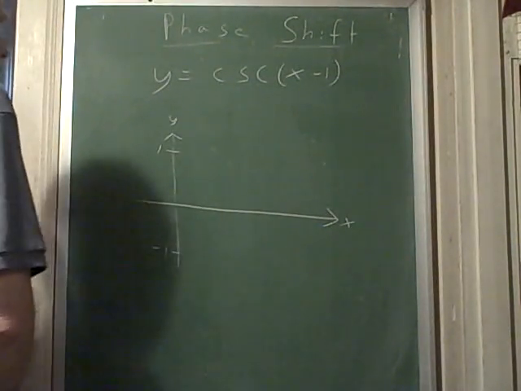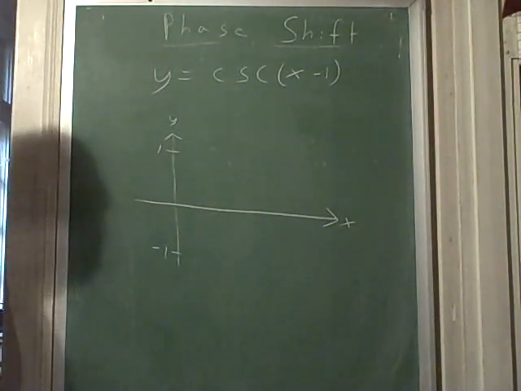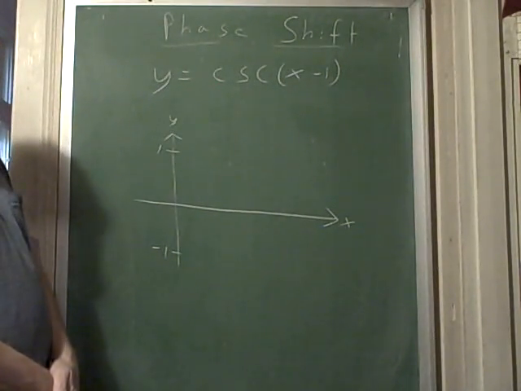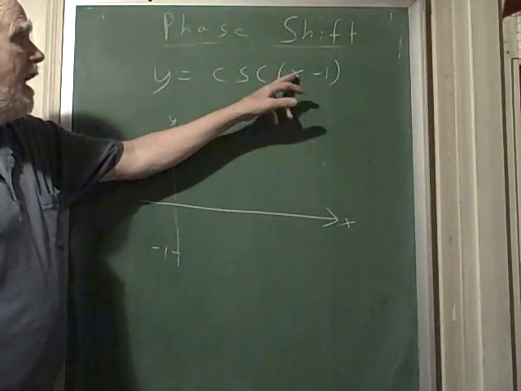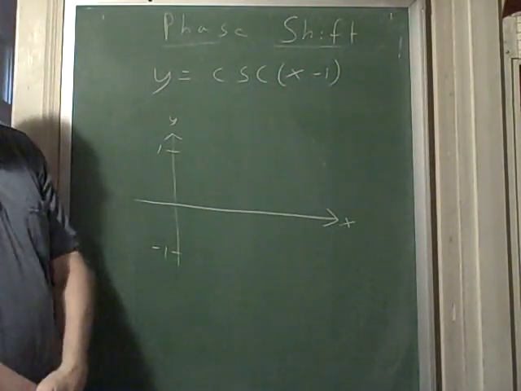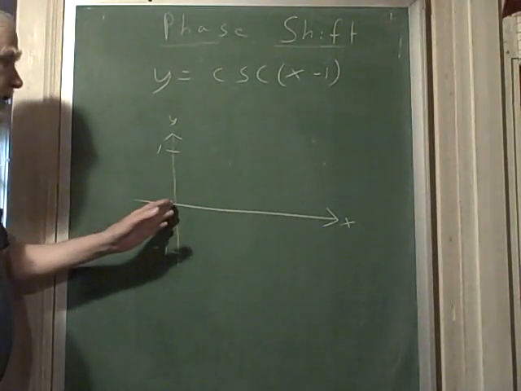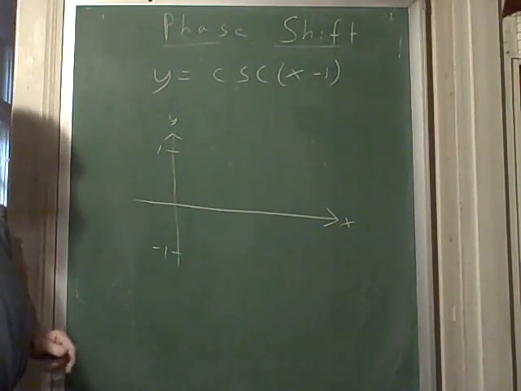On this next phase shift graph, I've given myself two problems. One, I'm doing the cosecant, which is a little bit tricky, but not too tricky. And I also don't have some multiple of pi there. I've got x minus 1 radian. What that means is that this whole graph has moved 1 radian to the right.